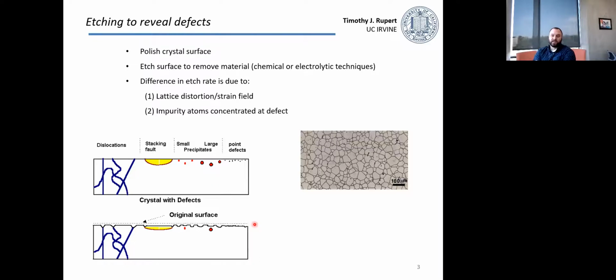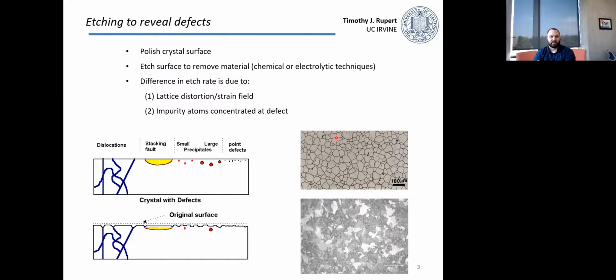Even if you just had a single phase material, you could etch, and these darker regions are where it's etched faster at grain boundaries, and you can go in and see the crystal structure. This is a common thing we do in materials science research if you want to understand something like what's the average grain size of our material. But you can also go in and see different phases.